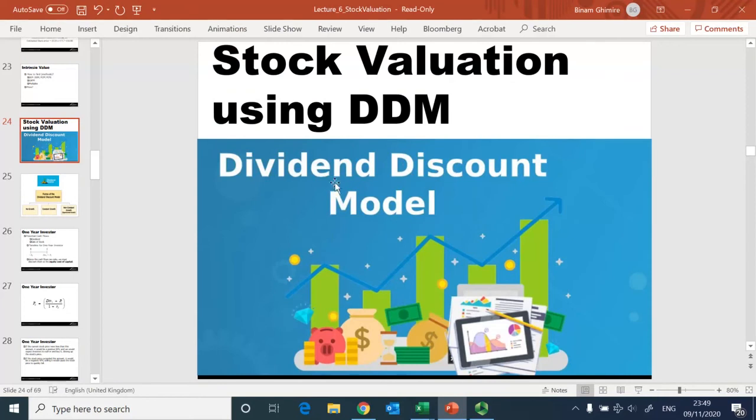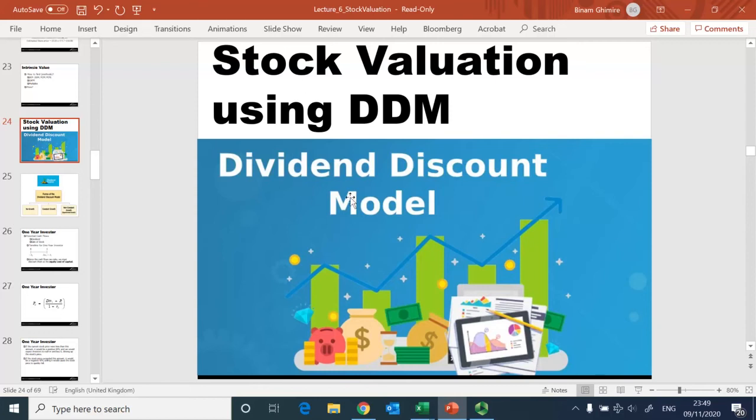Hello and welcome everyone. In this video I'm going to show you the application of the dividend discounting model in order to compute the price of a stock. When such a model is applied, the derived price is also known as the theoretical price, sometimes also called the fair value or the economic value of the stock.